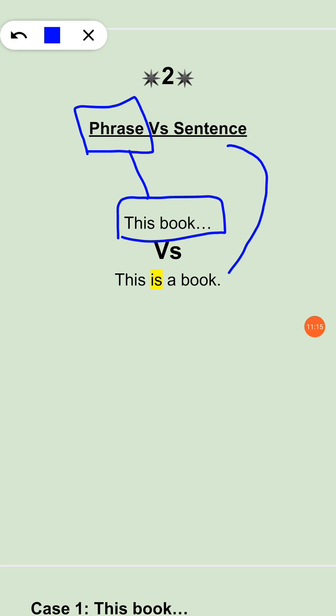And what's a sentence? That's a collection of words that completes the meaning of the entire collection.